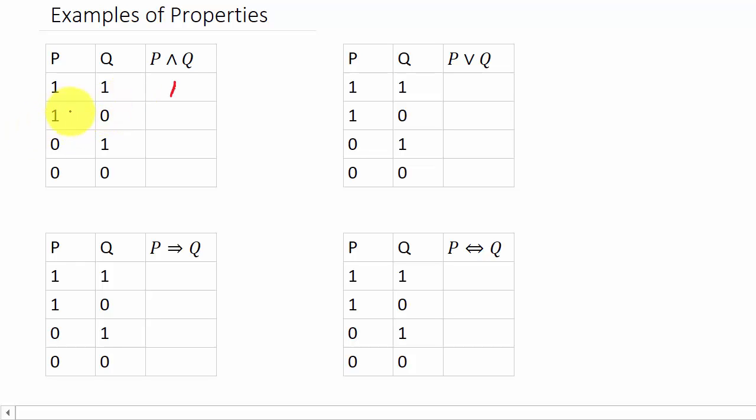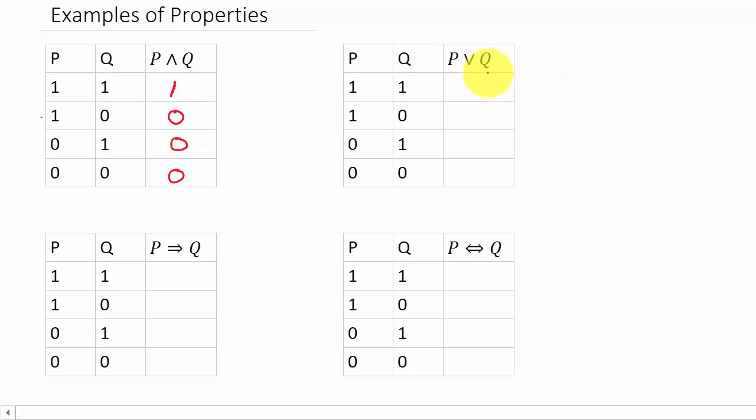All right, so now in this one, P is true and Q is false. Since they're not both true, that makes P and Q false, so we would put a 0 there. And then here P is false, Q is true. Since they're not both true, we would put a false. And then here both of them are false, so that makes P and Q false.